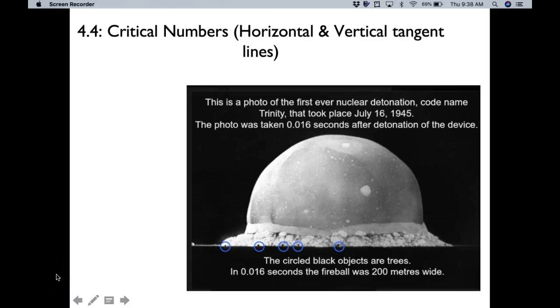Okay guys, today we're doing 4.4 critical numbers, or we can think of them as horizontal and vertical tangent lines. Both of these horizontal and vertical tangent lines are critical numbers. Let's get started.